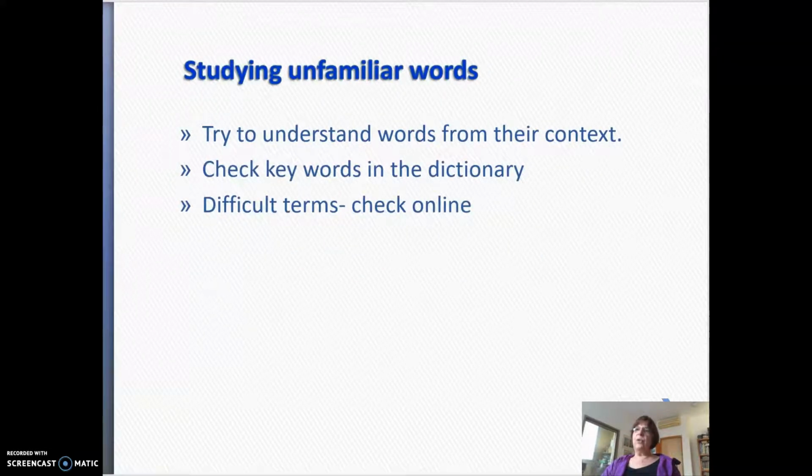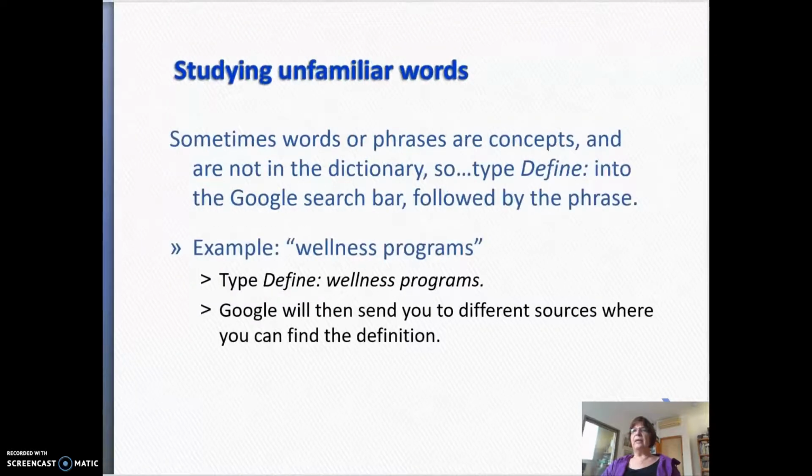Look at the unfamiliar words and try to understand them from their context. And look for keywords in the dictionary. And also difficult terms you're going to check online. And how do you do that? Well, sometimes words and phrases are concepts and they're not in the dictionary. So type the word define with a colon into the Google search bar, followed by a phrase. For example, wellness programs. You would type define wellness programs, and Google will send you to sources where you can find the definition. Did you know that? It's really a helpful technique.